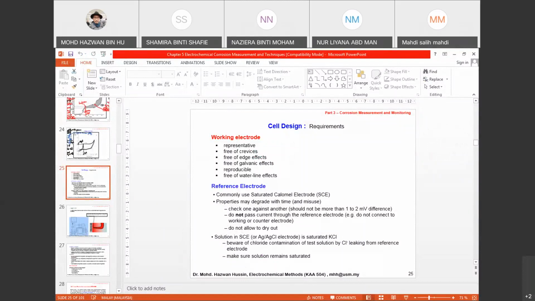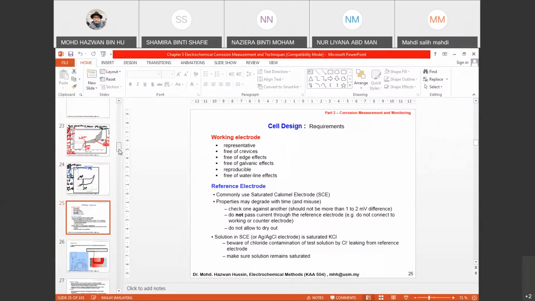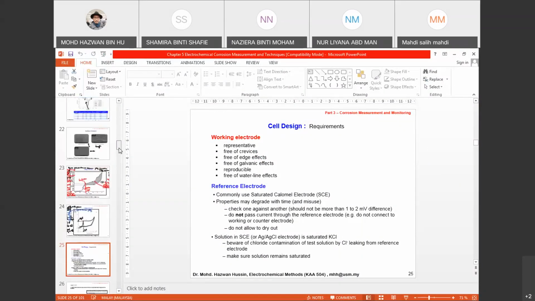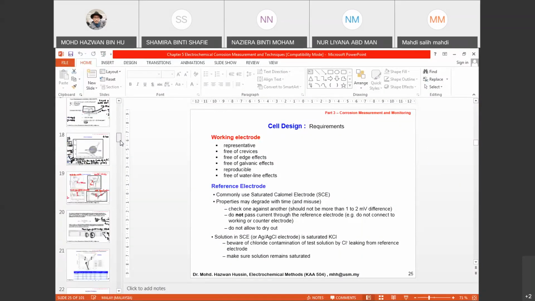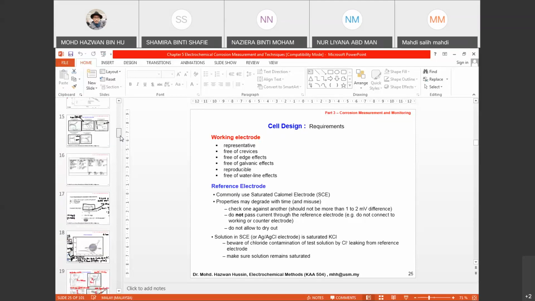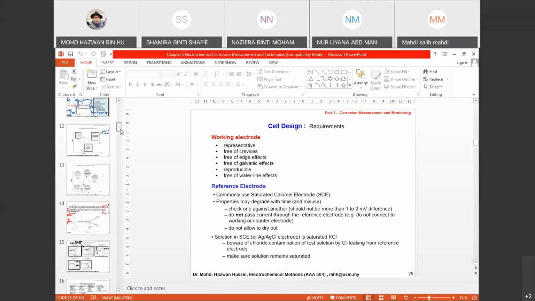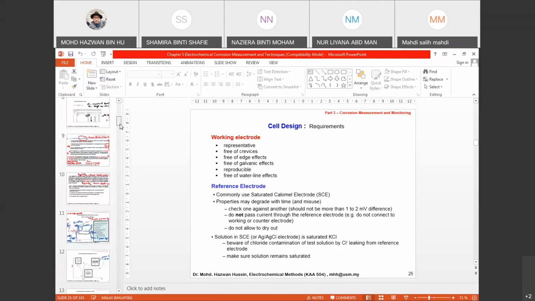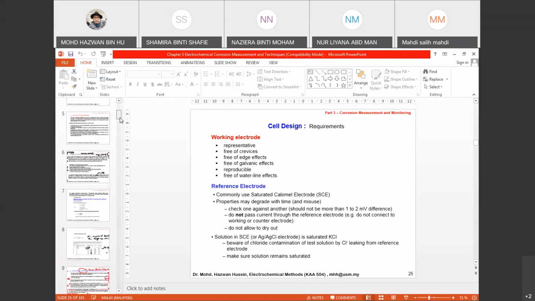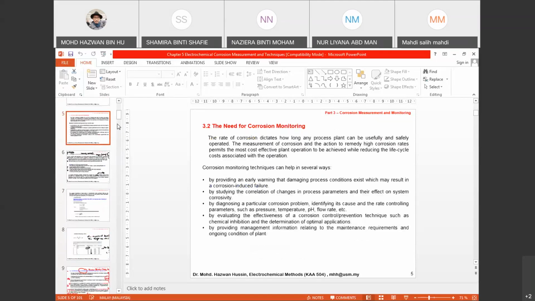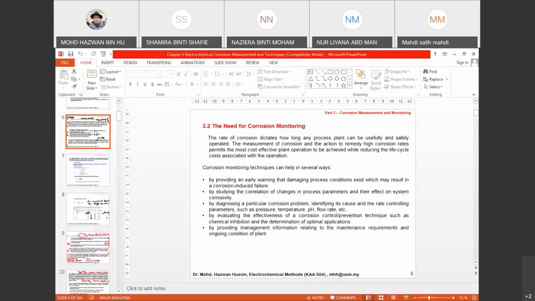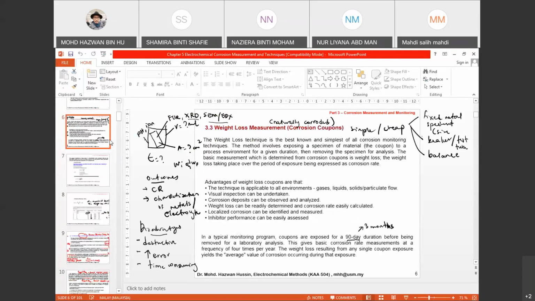I see. So today we are going to continue from what we have started. I think last week we have gone through potential dynamic polarization, and weight loss. So just a quick recap before we continue the other parts.